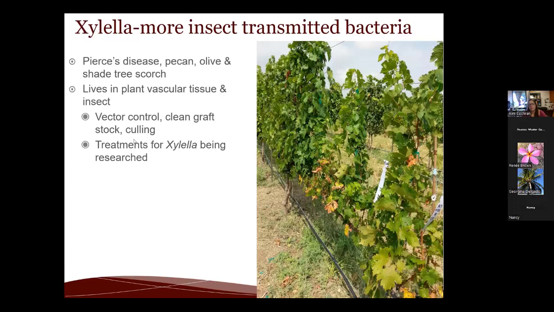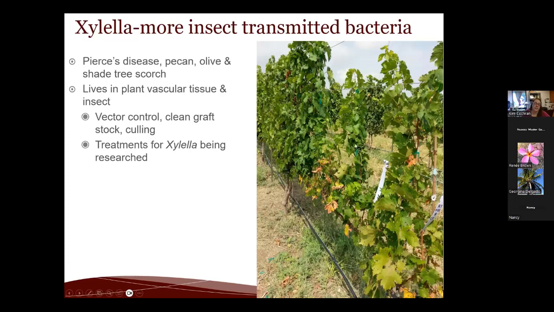This particular pathogen lives in the plant vascular tissue and the insect, just like the last one we talked about. This does not survive very well out in the environment on its own, similar to citrus greening. So with management, we focus on vector control, clean graft stock, particularly with things that we get from cuttings like grapes and those woody specialty crops. And then we also focus on removing infected plants. And you can see one here in the photo. It's kind of in the middle. It's the one that's really small compared to the counterparts, and it's got that scorchy looking symptom.